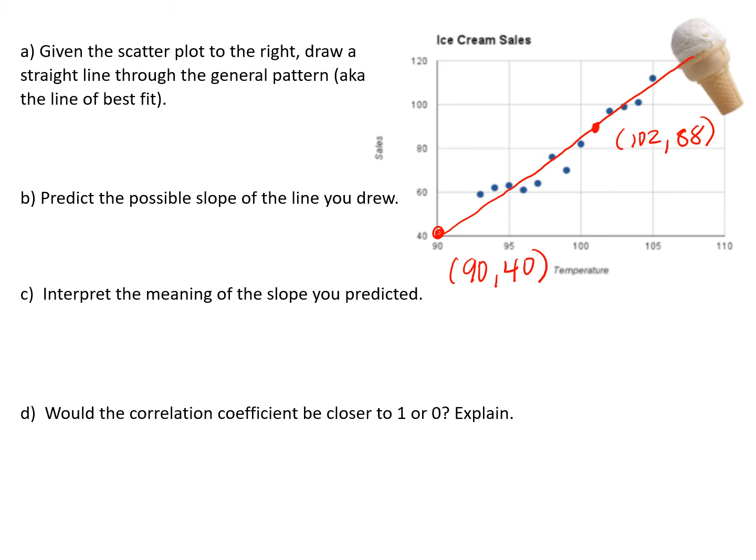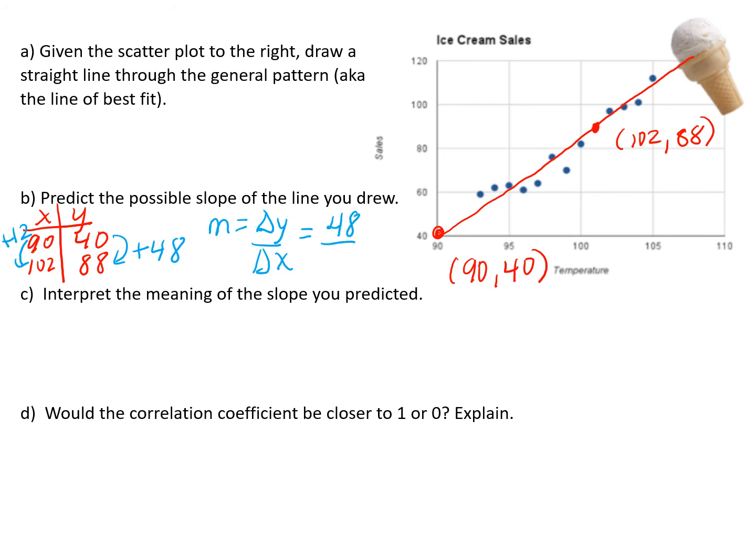And so then part B asked me to predict the possible slope. Again, I love my table, so I'm going to plug in those 2 points, so 90, 40, and 102, 88. We're looking at our change in y over our change in x. So our change in y, our sales went up 48 when our temperature went up 12 degrees. So that slope, which is our change in y over our change in x, would be 48 over 12, or simply just 4.